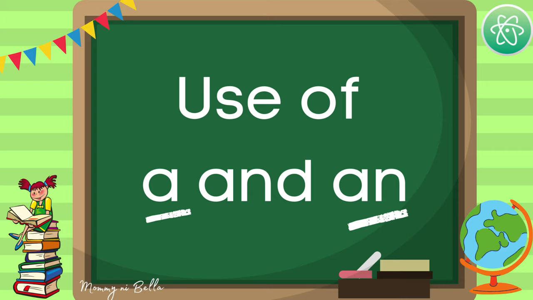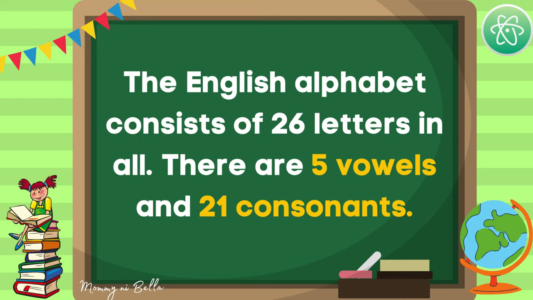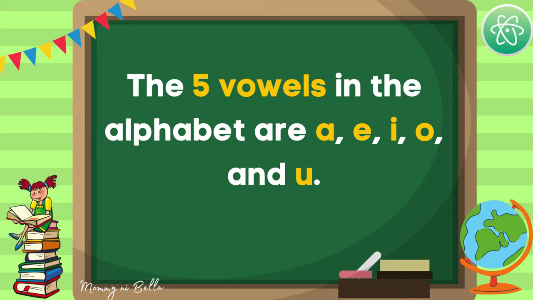Students, today we will be discussing the use of A and AN. The English alphabet consists of 26 letters in all. There are 5 vowels and 21 consonants. The 5 vowels in the alphabet are A, E, I, O, and U.